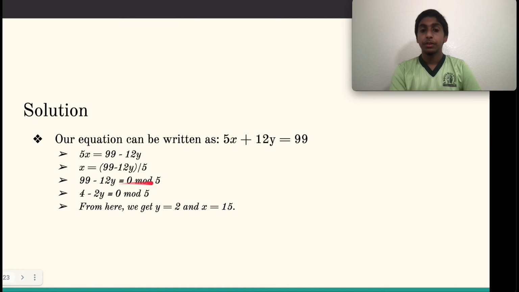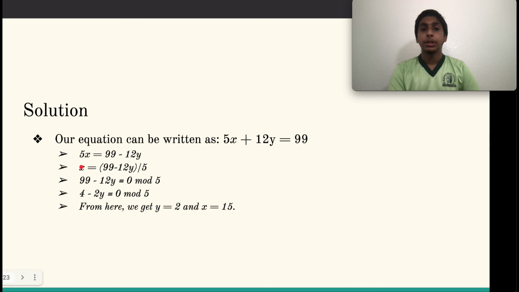Here, when I do 12 divided by 5, I get 2. So that's how I got my minus 2 that I wrote in here. So I changed this to 4 minus 2y, and that's still congruent to 0 mod 5 because I'm dividing by the same number, right? So I get 4 minus 2y is congruent to 0 mod 5. And from here, we can simply solve this. Set 4 minus 2y equal to 0 because they have a remainder of 0. And we can solve and we get y is equal to 2 and x is equal to 15.